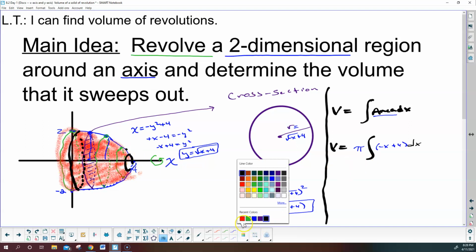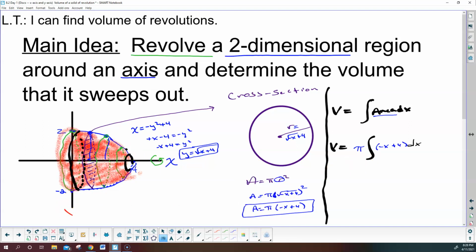Okay? Now, where do those bounds come in? Well, if I start at x equals 0, that's the first where the first circle appears. And then if I end at x equals 4, that's those same bounds we kind of looked at when finding the area under a curve.